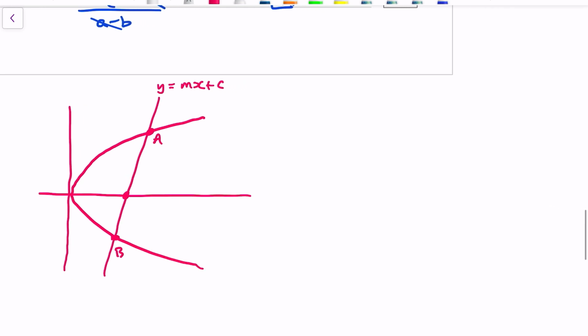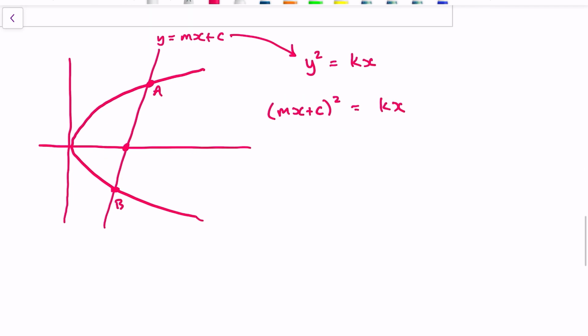How do we find the points of intersection? Well, we just solve a simultaneous equation. So we've got y squared equals kx, and we substitute the line equation into it. So we're going to get mx plus c all squared equals kx. If we expand and then rearrange, we're going to get a quadratic equation, m squared x squared plus 2mc minus k all times x, and a c squared constant. And look, we don't actually need the roots. That's the cool thing about this method. What you need to realize is that the product of the roots helps us.